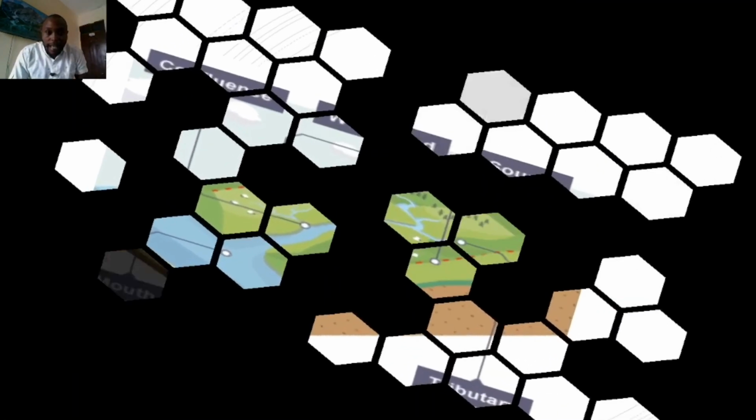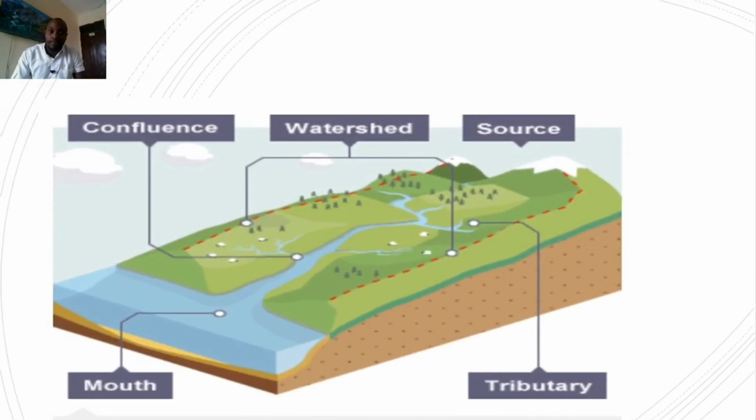Now, this is the whole picture of whatever I'm talking about. You can see the source here, where the river begins, and we have a watershed here, the highland on either side of that drainage basin. Then we have a tributary, which is just a stream that joins the main river, and then we have the mouth where the main river is ending, maybe joining another water body, which can be a lake, an ocean, a sea. And yeah, that is it. As simple as that.